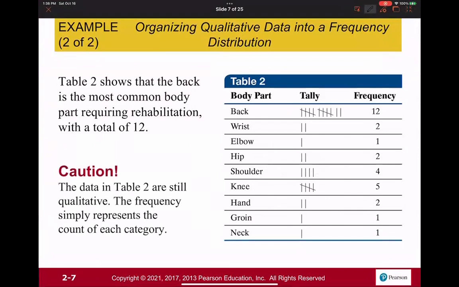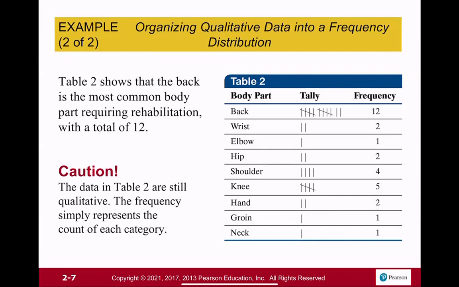All right, so now caution, the data in table 2 are still qualitative data, even though the frequency simply represents the count of each category, because we still have to measure something, right? This still is a math class. So even though it looks like it might be quantitative, quantity being a number, it's still going to be qualitative data because of the way that we acquired the information.